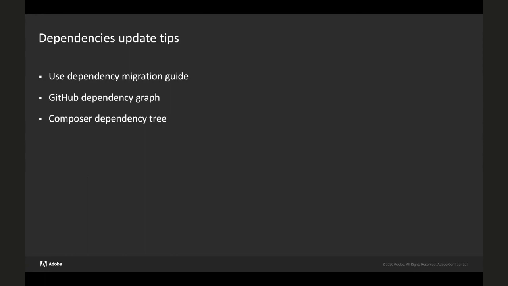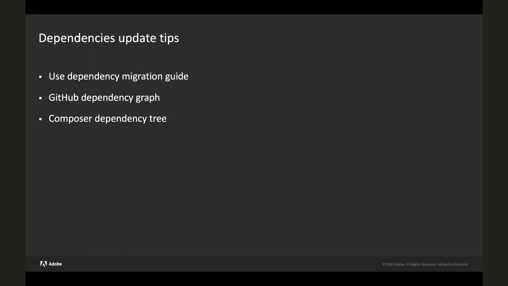The tips for updating the dependency. First of all, before starting the investigation, before starting an update of a certain package, take a look if they have a dependency migration guide. Usually packages do provide such documentation. There is a very nice migration guide for most of Laminas components, especially for major versions, and that can save you a lot of time.